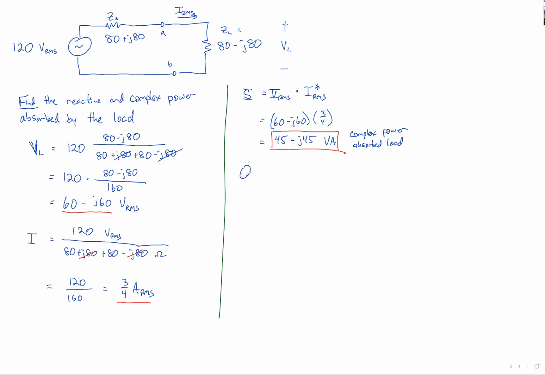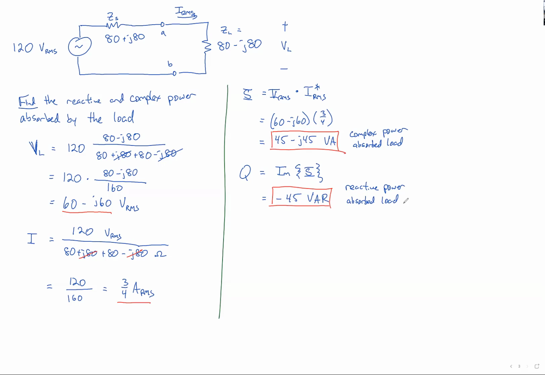And then to find the reactive power, which is symbolized by Q, that's just the imaginary part of our complex power phasor. So that would be equal to minus, now it's the imaginary part, so we don't include the imaginary number, just minus 45, and that would be volt amps reactive. So that's the reactive power absorbed by the load. Intuitively, it's that much power that's being shuffled back and forth between those transmission lines.